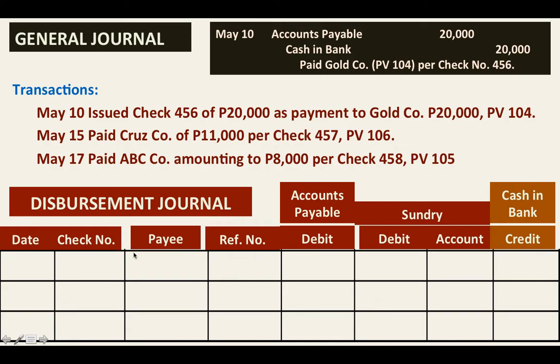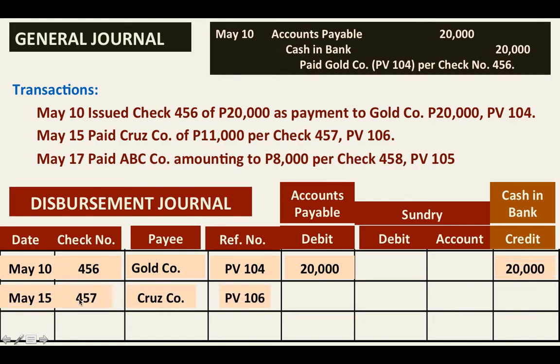The above transactions in the disbursement journal. So for May 10, you put the date. So the reference number will be the check number, which in this case, check number 456. And the payee is Gold Company, reference number PV104, meaning ito yung payable voucher na binayaran mo. You debit 20,000, okay, and credit cash of 20,000. For May 15, ito ang magiging record ng ating disbursement journal. And May 17, ito ang ating record ng disbursement journal.